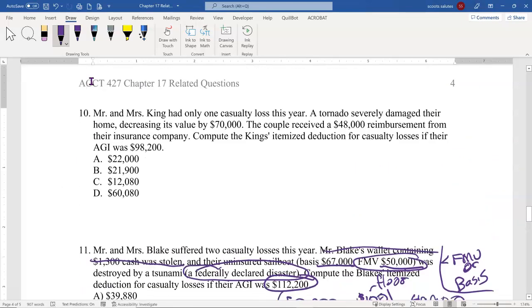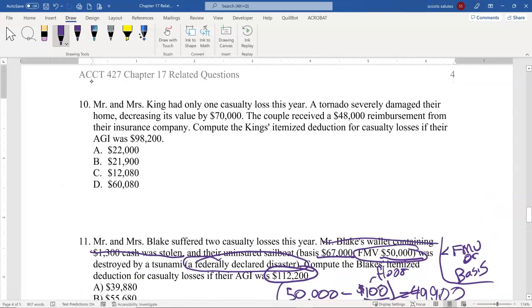So number 10 here works the same. So I'm going to let you hit pause here for a minute, and then I'm going to come back and tell you what I came up with. All right, so you should come up with $12,080.